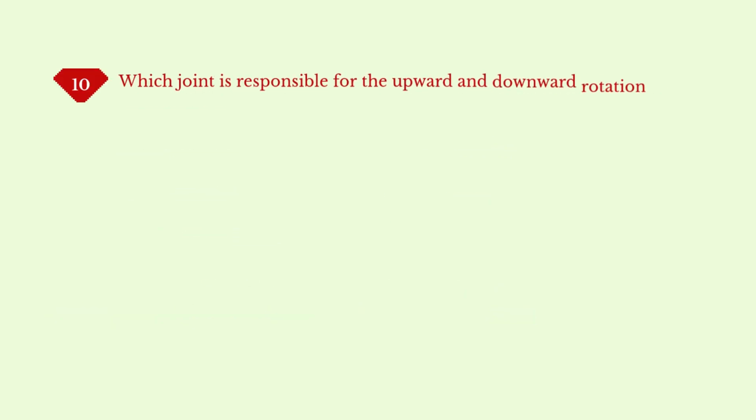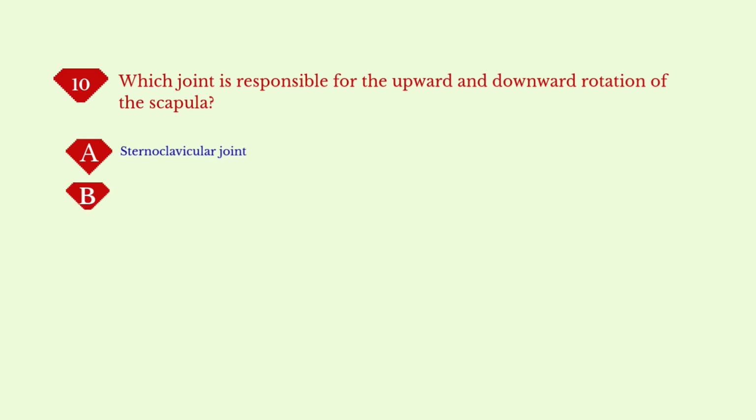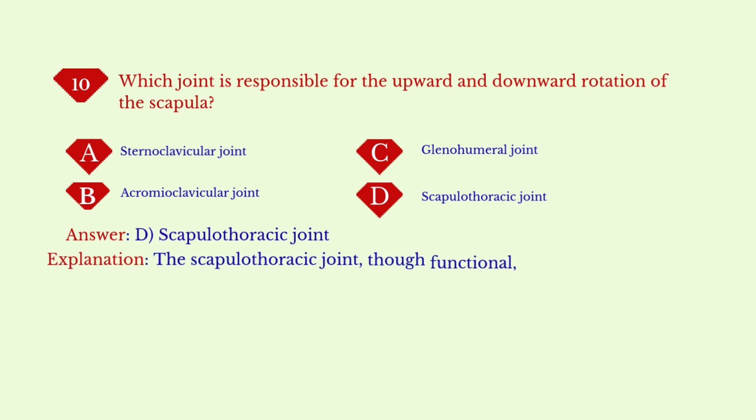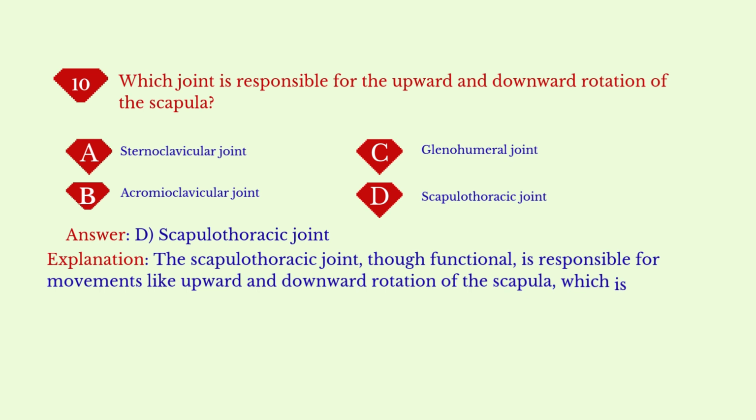Which joint is responsible for the upward and downward rotation of the scapula? A. Sternoclavicular joint. B. Acromioclavicular joint. C. Glenohumeral joint. D. Scapulothoracic joint. Answer: D. Scapulothoracic joint. Explanation: the scapulothoracic joint, although not a true anatomical joint, is responsible for movements like upward and downward rotation of the scapula.